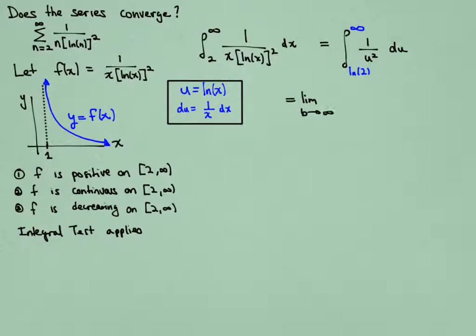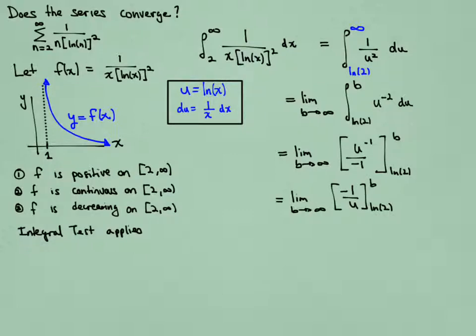As an improper integral, it's a limit. I'm going to let b go to infinity. And I take the definite integral from log of 2 to b of u to the minus 2, just rewriting the integrand as a power now. So it's a limit. We'll find an antiderivative and then evaluate between b and log of 2.